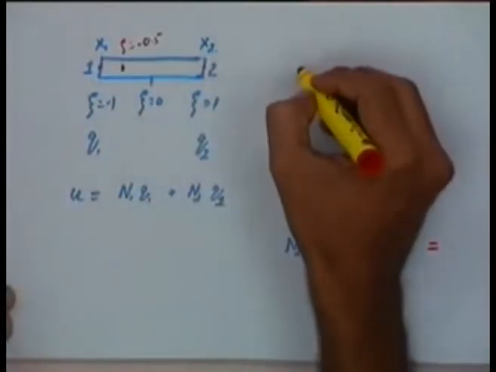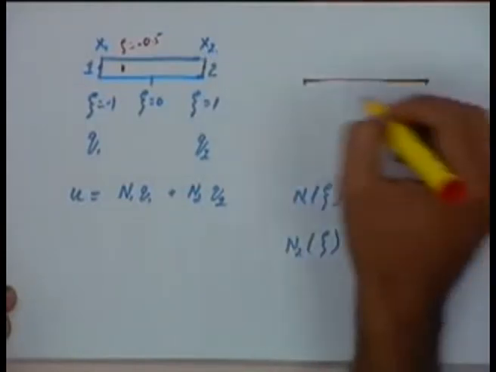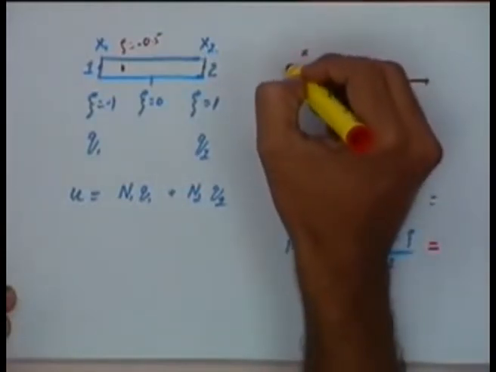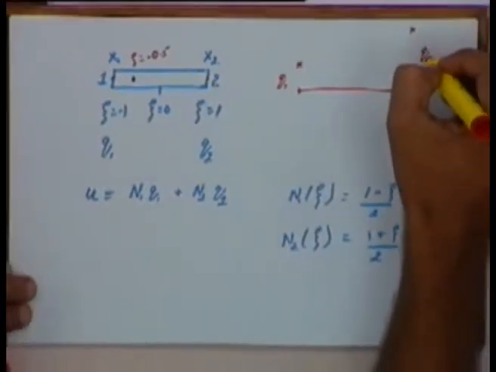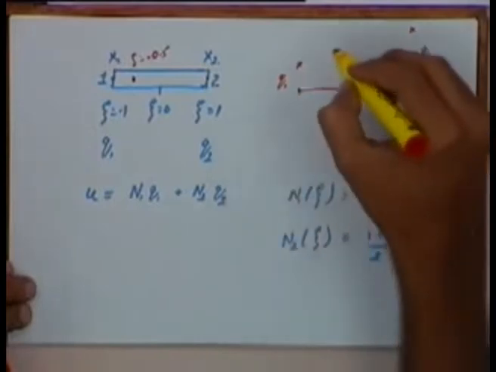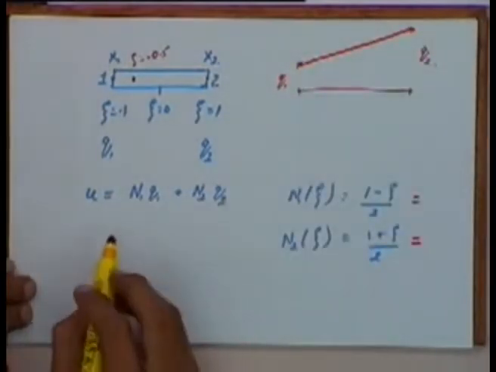Let us say if I plot u along the length of the element, here it is q1 and at this point it is q2. Along the length it will vary in a linear manner like this. That is what I am assuming right now.